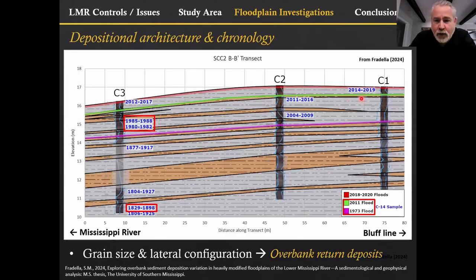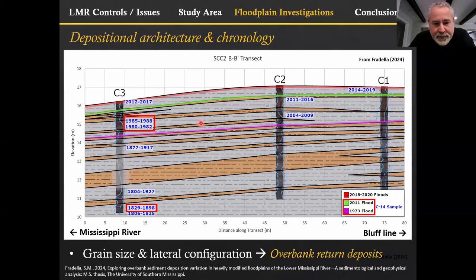And now combining these correlations using GPR and grain size from different cores, we can see basically the patterns of sedimentation historically speaking. These are bomb pulse radiocarbon dates that we extracted that we trust from these different cores. And notably, we did elevation surveys from core to core. The Mississippi River is to the left side. The bluff line is to the right side. We actually have elevation profiles dipping in the direction of the Mississippi River here, where this embanked floodplain pinches in.